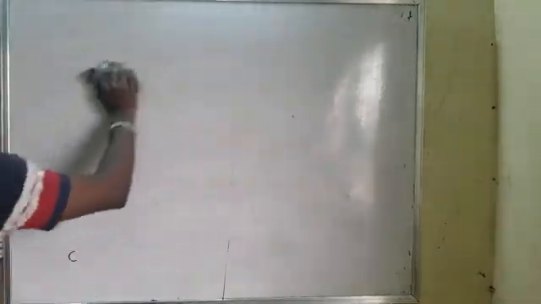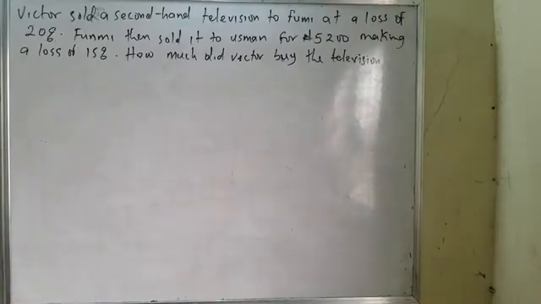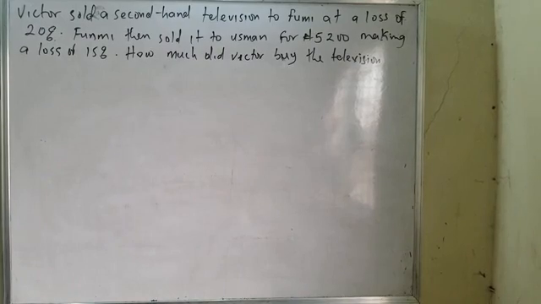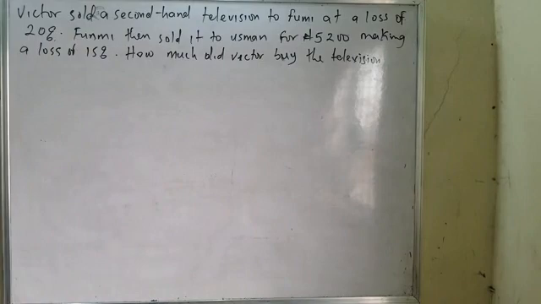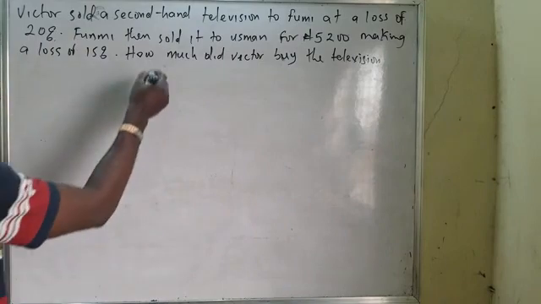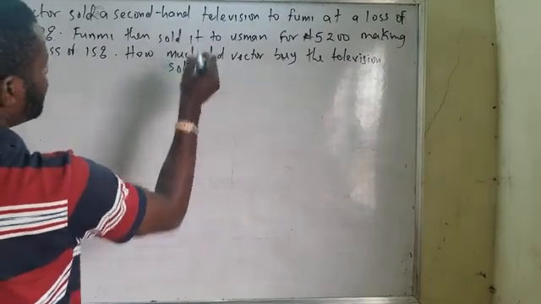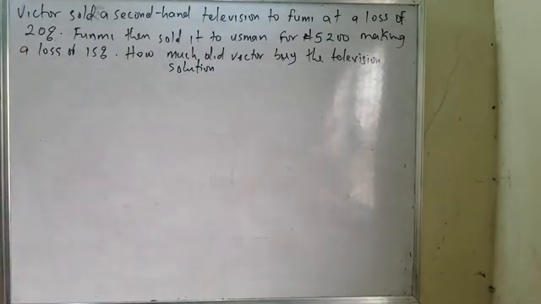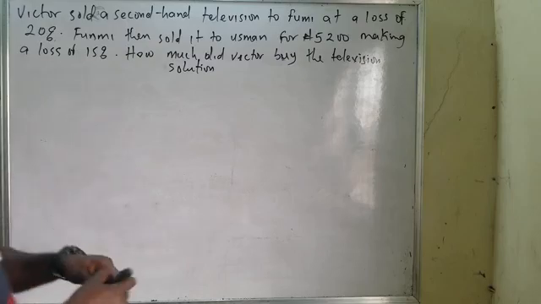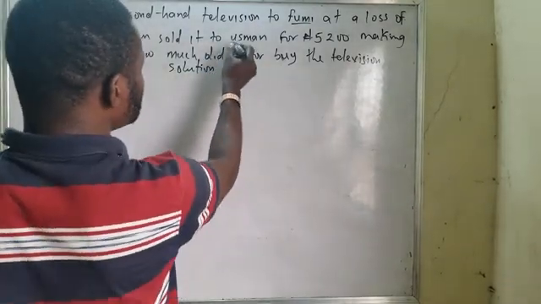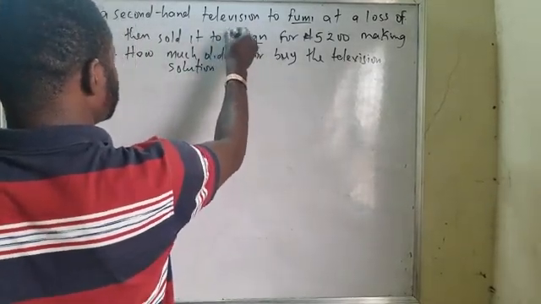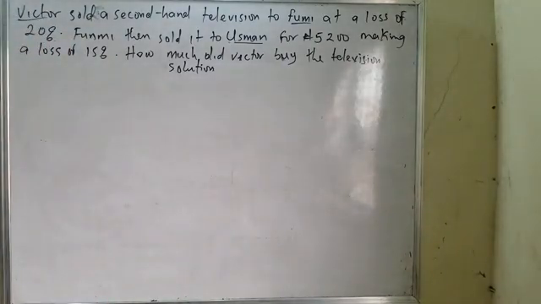Now, look at this problem. Look at this question. I think it's a very good one. I'll be stopping here after solving it, so that you understand it very well. The question looks somehow complicated, but it's very simple. Victor is the name of a person. Victor, Fumi, and Usman, can be the names of Nigerian people.